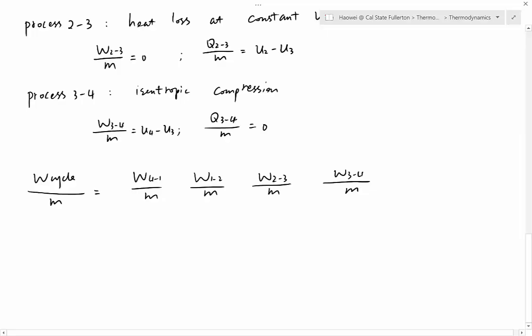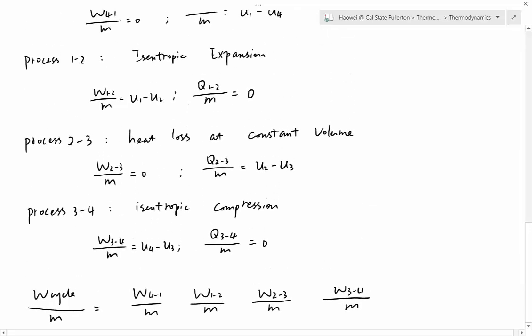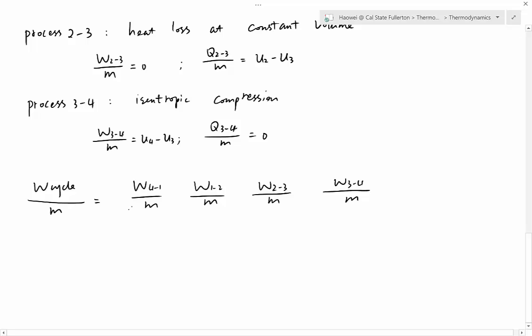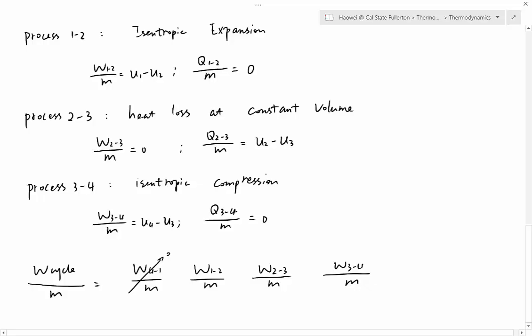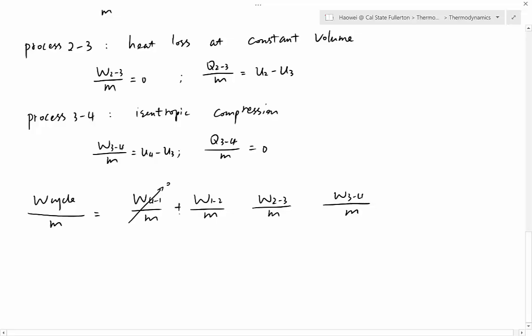Let's take a look. W41 per unit mass, what is that? That is 0, so we can get rid of it. The next one, 1 to 2. 1 to 2 is an expansion process. Expansion means the gas will expand and push up the piston, so your system, the gas, will generate work. If the system generates work, the work must be positive, so the sign should be positive. The next one, 2-3. W23 per unit mass is 0. Get rid of it.